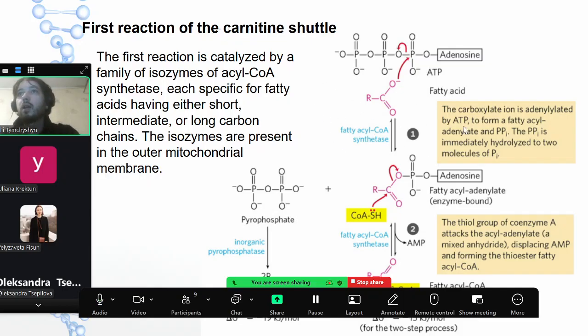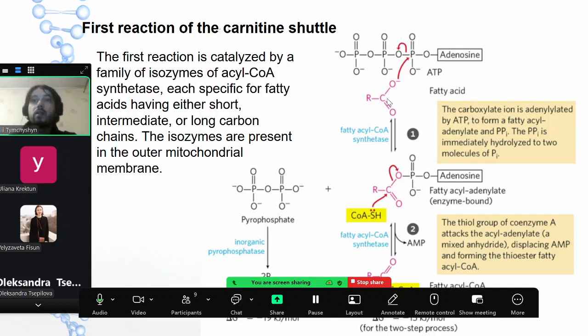In this step, the carboxylate ion is adenylated by ATP to form a fatty acyl adenylate and pyrophosphate, and the pyrophosphate is immediately hydrolyzed to two molecules of inorganic phosphate. Here you see the fatty acid with its long tail. Here you have ATP, and here you see the nucleophilic attack of the negatively charged oxygen on the phosphorus, and this part goes away.